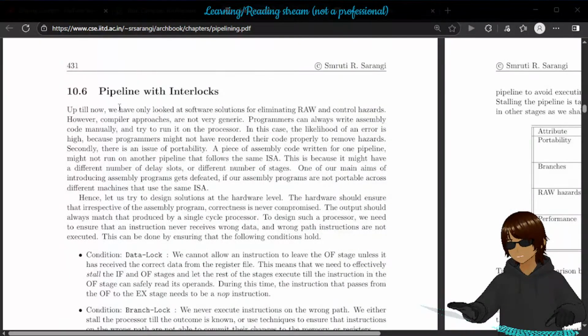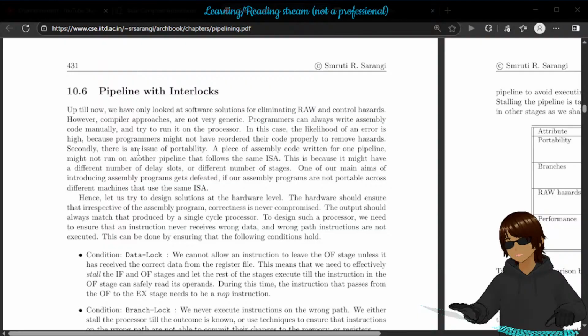Up till now, we have only looked at software solutions for eliminating read after write and control hazards. However, compiler approaches are not very generic. Programmers can always write assembly code manually and try to run it on the processor. In this case, the likelihood of an error is high because programmers might not have reordered their code properly to remove hazards.